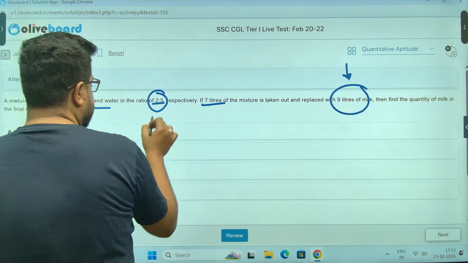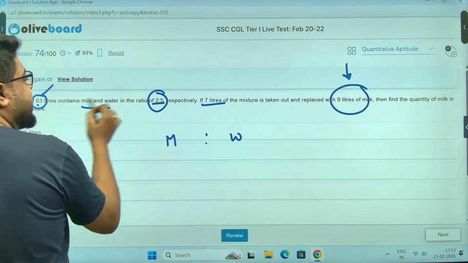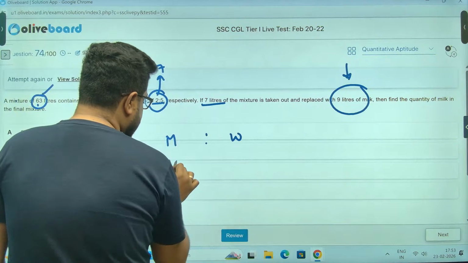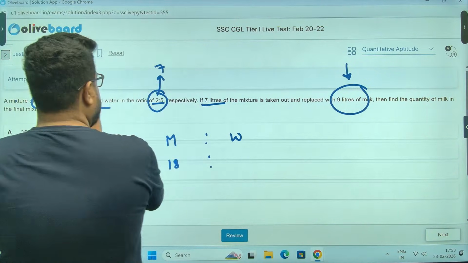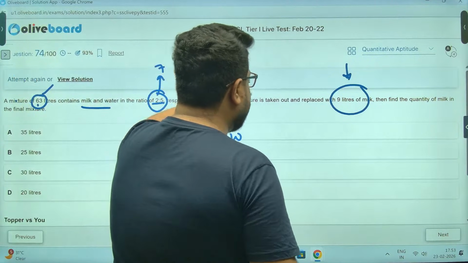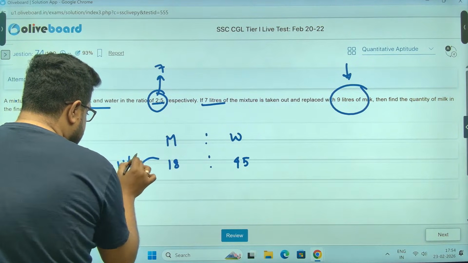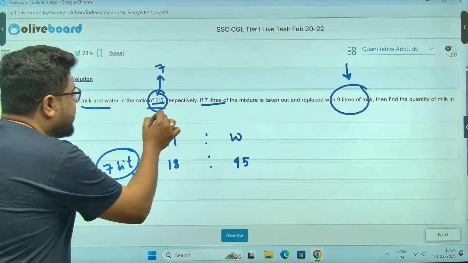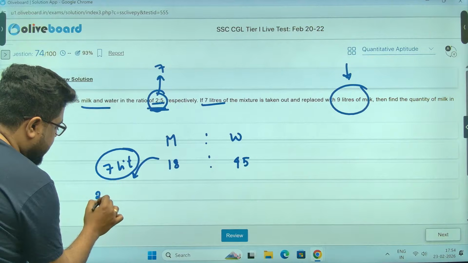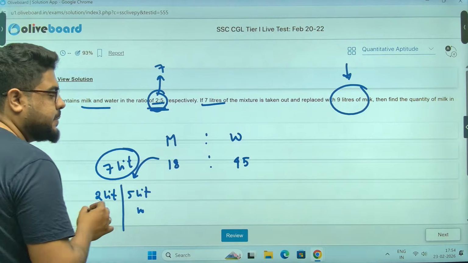63 liters, this, sir, milk and water. So 63 liters, meaning how much milk, how much water? So total 7 parts is equal to 63, 1 part is 9. So 18 liters milk, and sir, 5 nines are 45 liters water, sir. Simple. Now, 7 liters have been taken out. Sir, in these 7 liters that I have taken out, the ratio of milk and water remains the same. So if I have taken it out, I'll take out 2 liters of milk and 5 liters of water. Please understand.